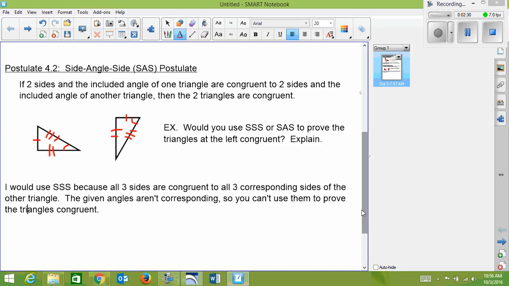I would use SSS because all three sides are congruent to all three corresponding sides of the other triangle. And then I said the given angles aren't corresponding, so you can't use them to prove the triangles are congruent. That's why you can't use the SAS postulate. That does not work.